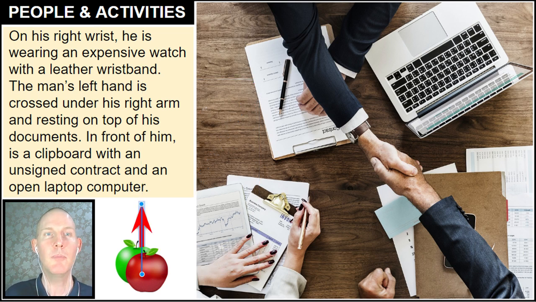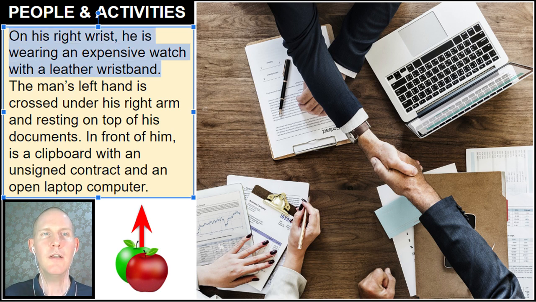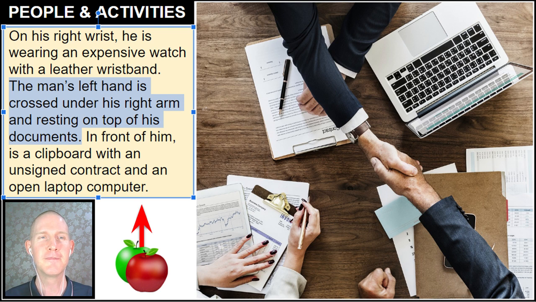All right. Repeat after me. Pronunciation. On his right wrist, he is wearing an expensive watch with a leather wristband. The man's left hand is crossed under his right arm and resting on top of his documents. In front of him is a clipboard with an unsigned contract and an open laptop computer.